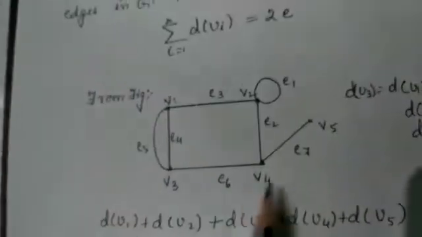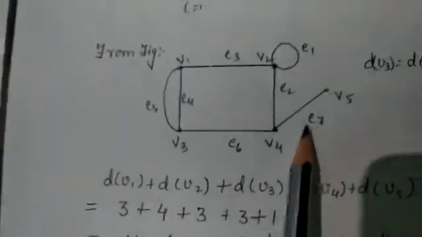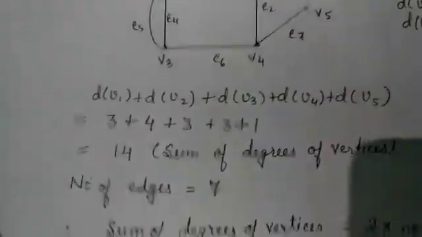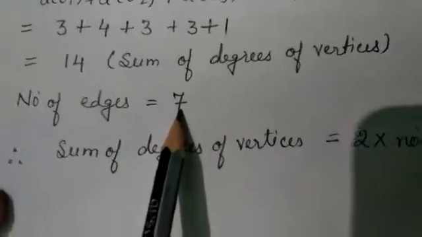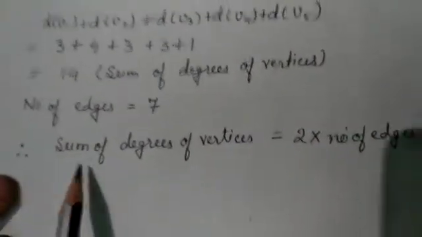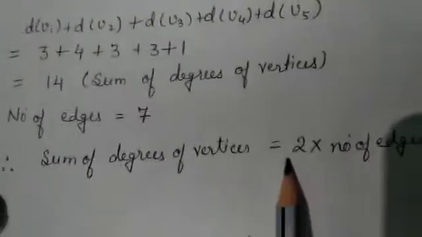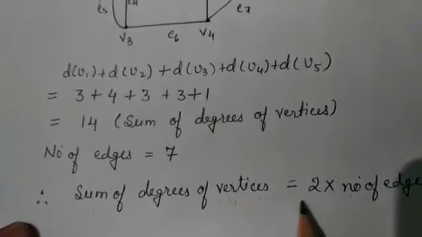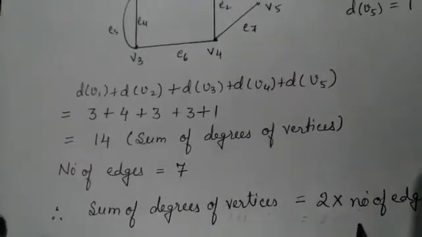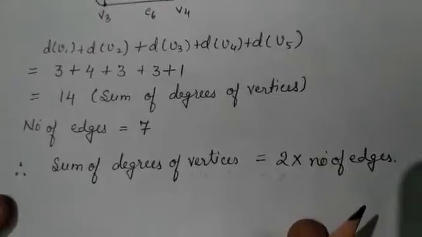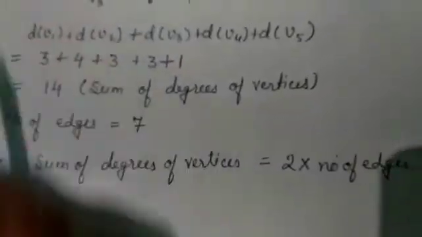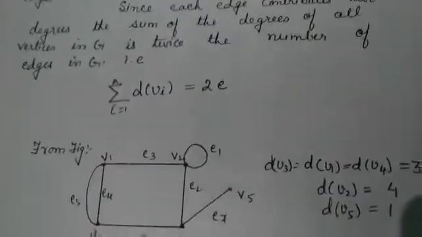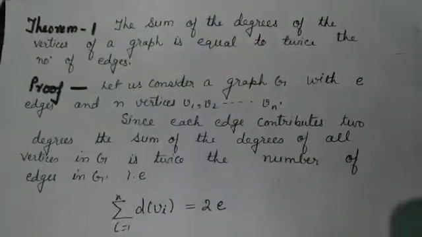And here we have number of edges 7, E1, E2, E3, E4, E5, E6 and E7. So number of edges are 7. Here we will see that sum of degree of vertices is equal to twice the number of edges. Sum of degree of vertices we got 14 and that is equal to 2 into number of edges, which is 7. So both are equal. So we have seen with this example that sum of degrees of the vertices of a graph is equal to twice the number of edges.